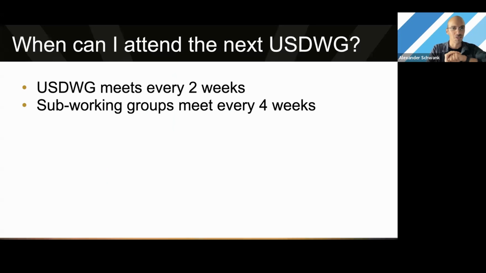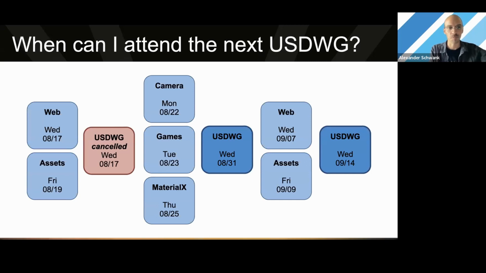And so, how can you all participate and attend our working group meetings? The main USD working group meets every 2 weeks on Wednesdays, and the sub-working groups meet about every 4 weeks. So here's the schedule for the next couple of weeks. We did move around a couple of meetings now because of SIGGRAPH. So the next web meeting is next week, August 17. The assets group is on Friday, August 19. The main USD working group is canceled on the 17th to give everyone a bit of a break.